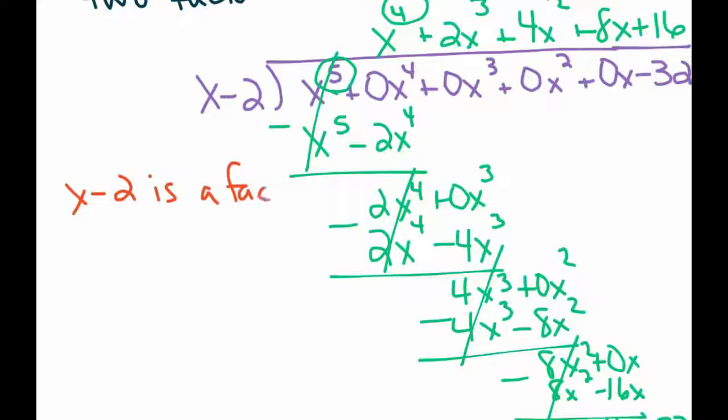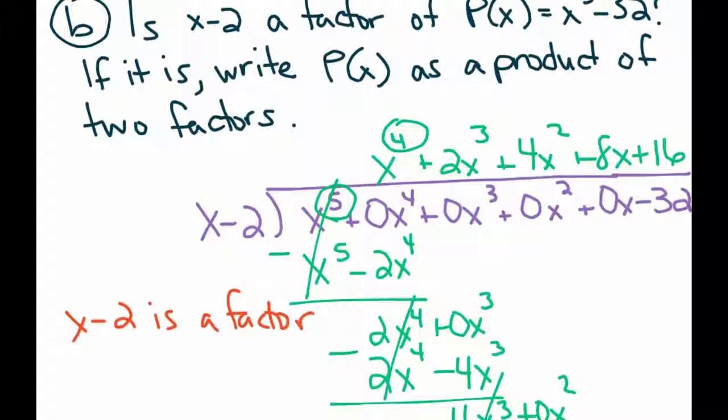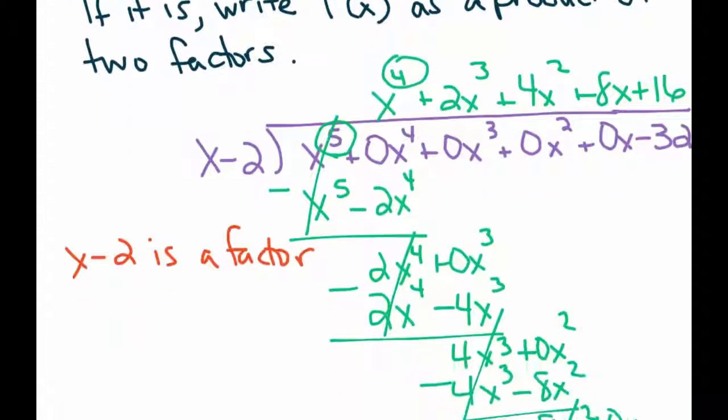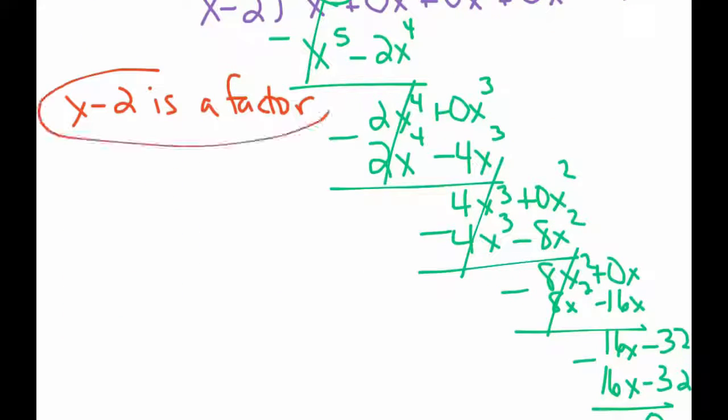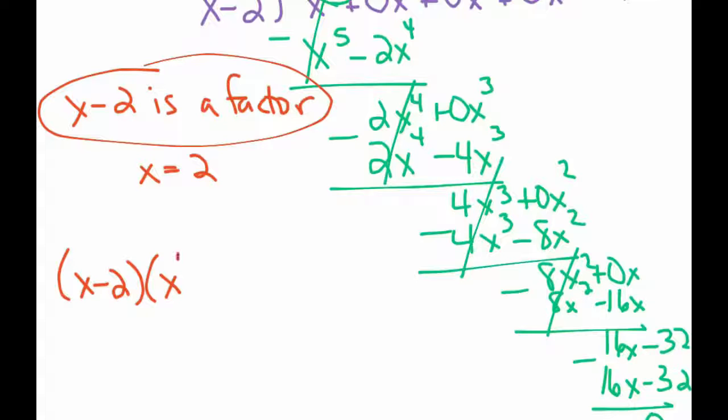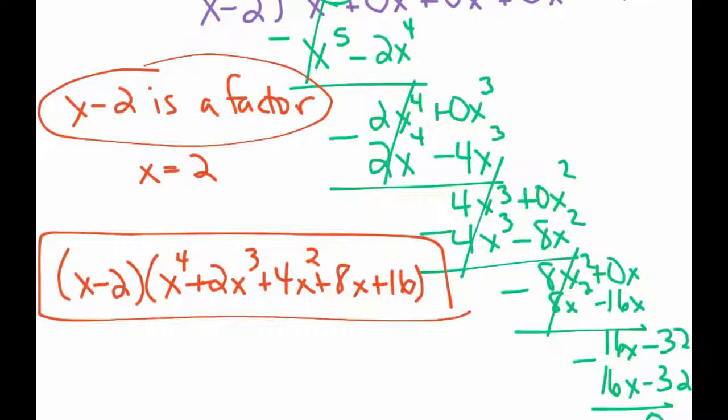That means if I were to graph the original polynomial x to the 5th minus 32, the graph hits the x-axis at x equals 2. In factored form, we would write the answer as x minus 2, and then next to it we would write the quotient, which is x to the 4th plus 2x cubed plus 4x squared plus 8x plus 16. This is another way of writing the final answer.